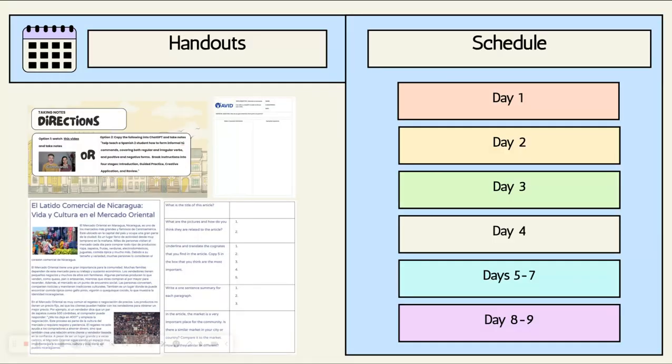Here are some examples of my handouts, and I'll let you know what day each of those things will be used. So for day one, students will be in groups, and they will be labeling maps from our own community with important locations that a newcomer would need to know about, where we would learn a verb called quedar to learn how to talk about where those locations are located.